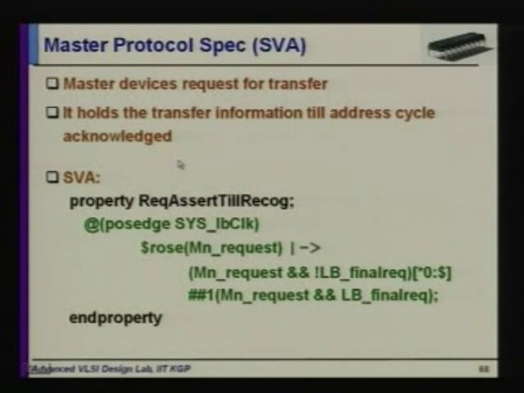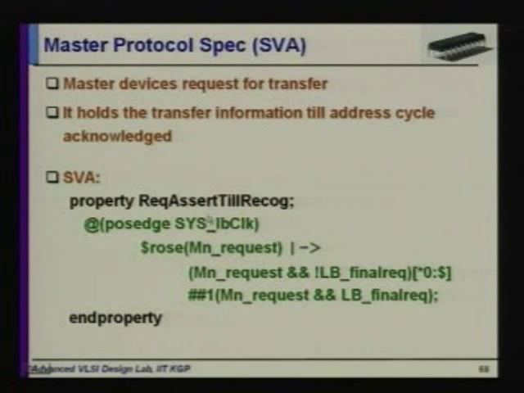So how do we specify such an interface? How can we specify some properties here? The master device requests a transfer. It holds the transfer information until the address cycle is acknowledged. This is an important behavior. It has to hold the transfer information. Otherwise, if it puts the transfer information down, then we will not get the data, suppose the other device is not ready at all.